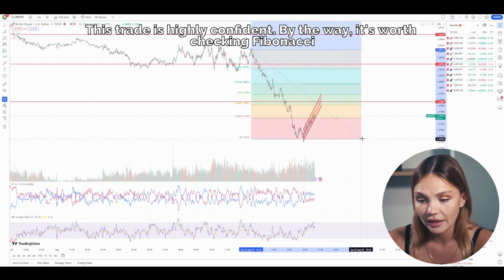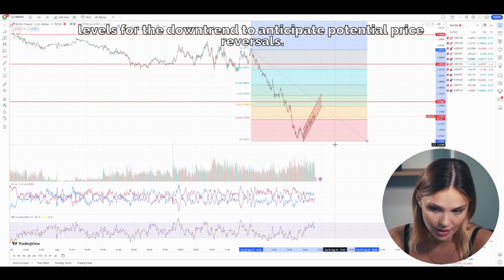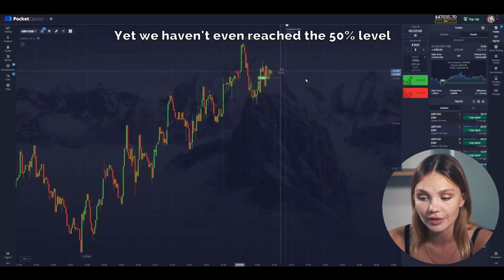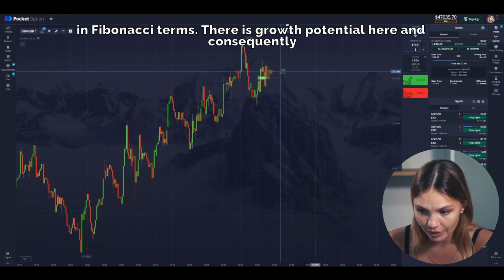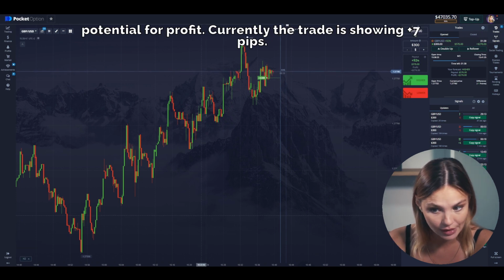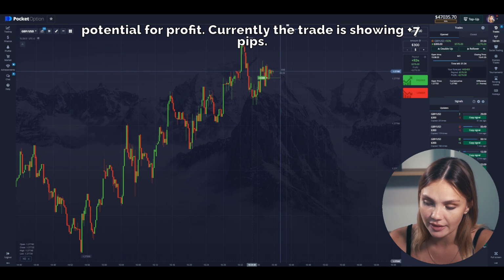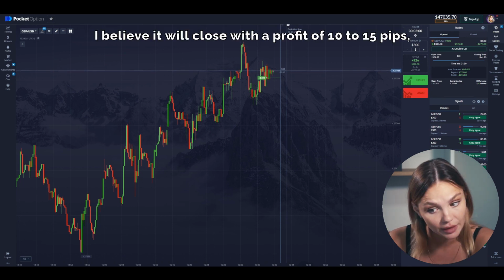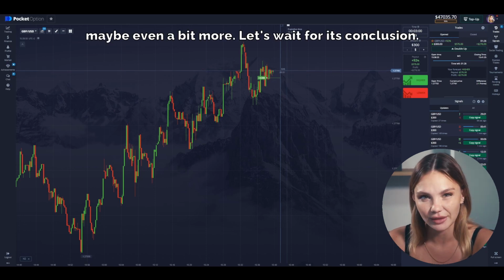By the way, it's worth checking Fibonacci levels for the downtrend to anticipate potential price reversals. Yet we haven't even reached the 50% level in Fibonacci terms. There is growth potential here and consequently potential for profit. Currently, the trade is showing plus 7 PIPs. I believe it will close with a profit of 10 to 15 PIPs, maybe even a bit more. Let's wait for its conclusion.